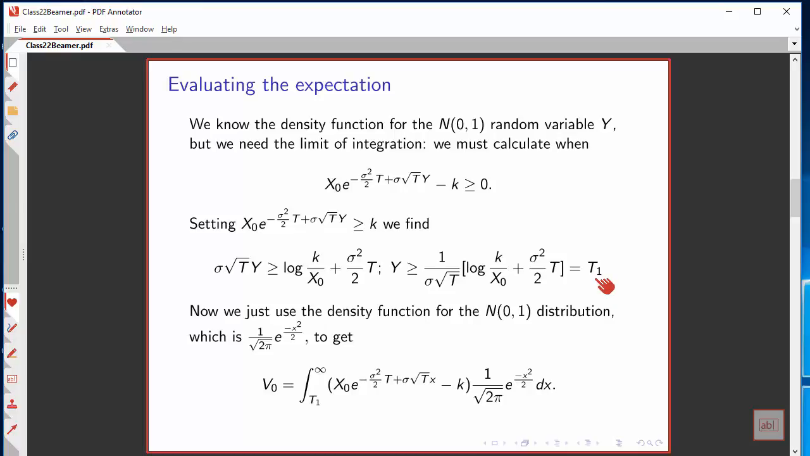Following Deneen, I'm going to call that quantity t sub 1. And now I've got my answer. This, by the way, is what I was unable to do in the R script.